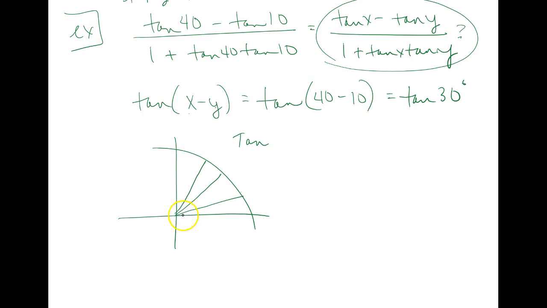And just so you know, anything that goes with 30 or pi over 6, these are always going to be root 3 over 3. Anything that goes with 45, the tangent's always 1. Anything that goes with 60, the tangent is always root 3. So if you just memorize those 3 numbers, it'll save you a lot of time and effort. All right, cool. So what else?